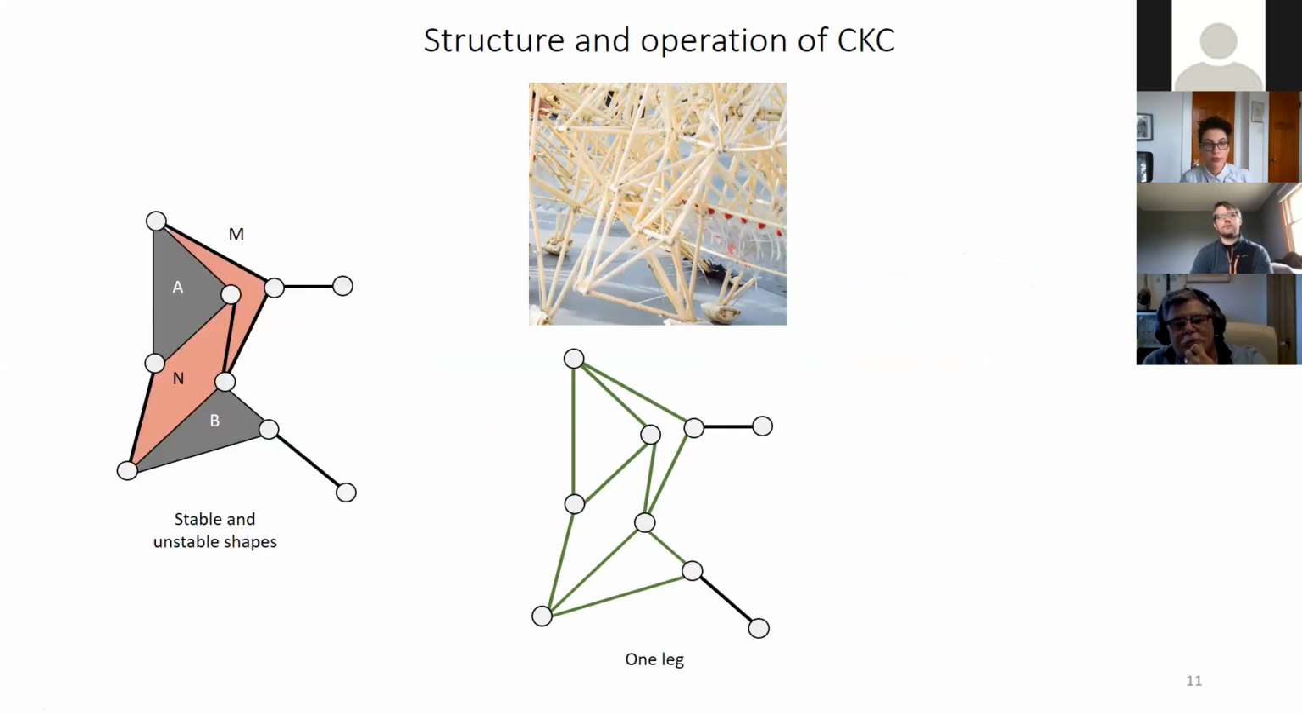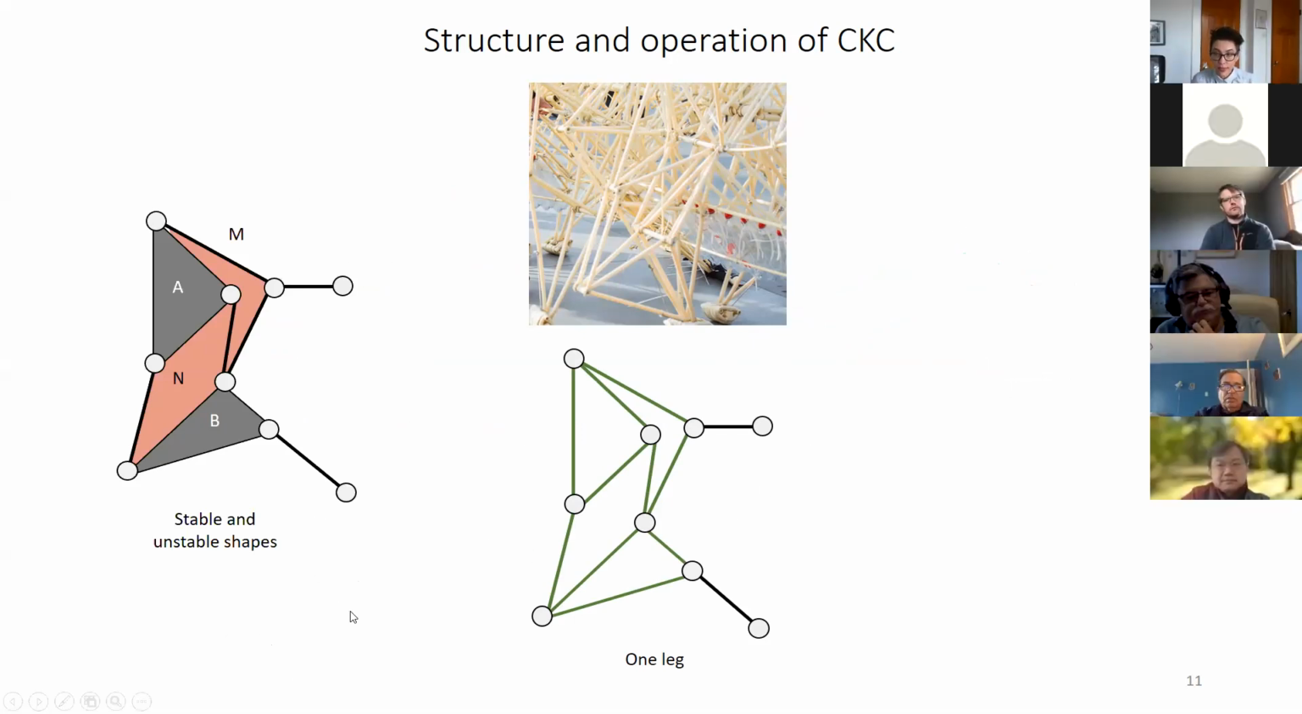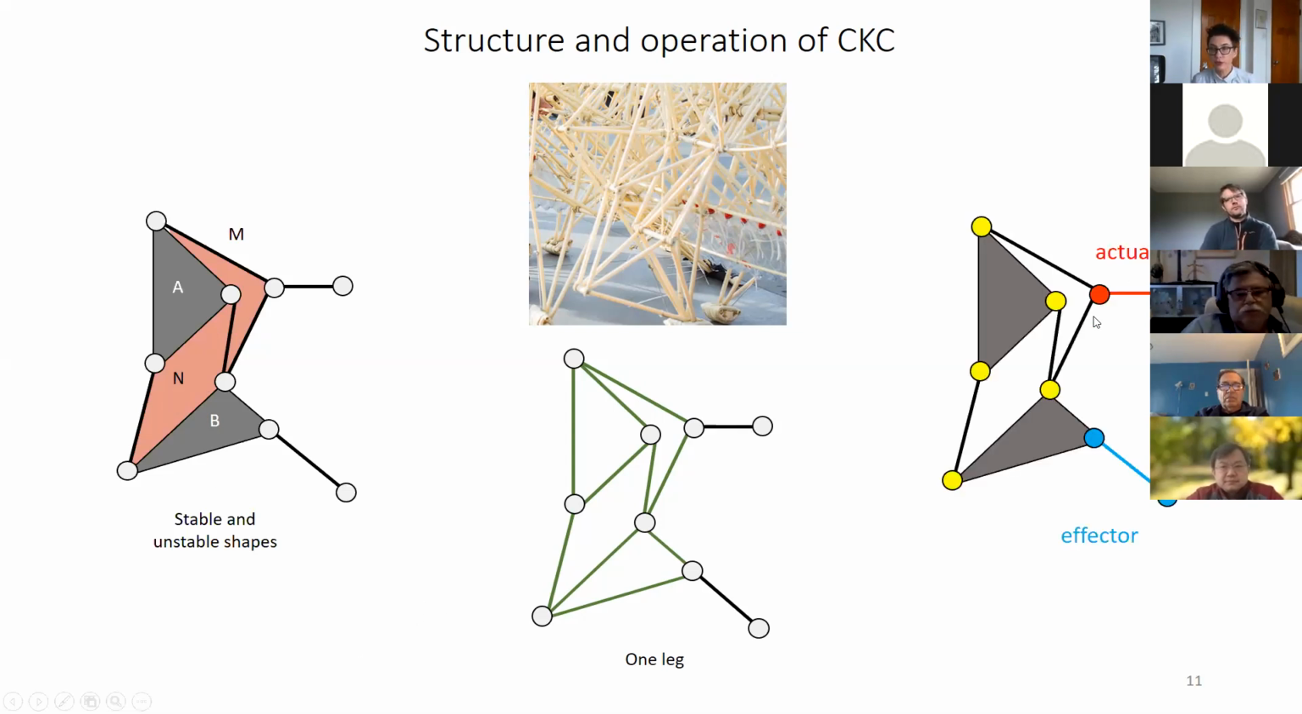So, first of all, this is a more complex kinematic chain. It has 4 basic elements, of which 2 are rigid. These are the triangles A and B, and 2 more elements are collapsible. These are the tetragons N and M. We also have the element to which force is applied. This is the actuator, and we have the effector that interacts directly with the substrate, with the environment.